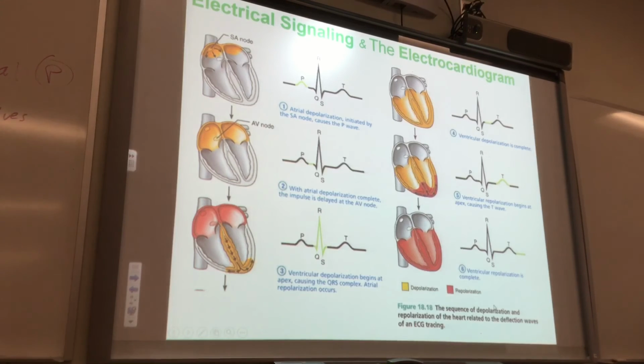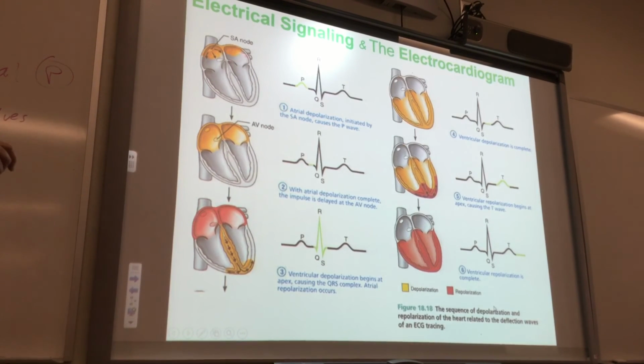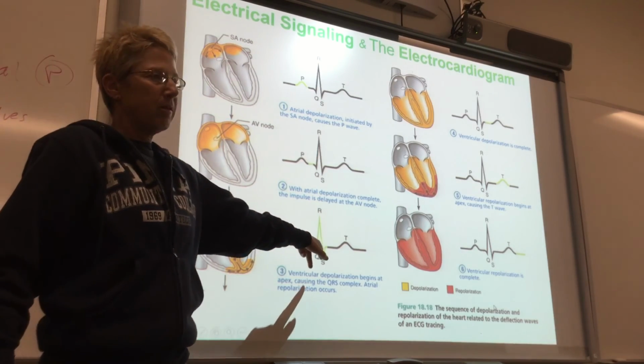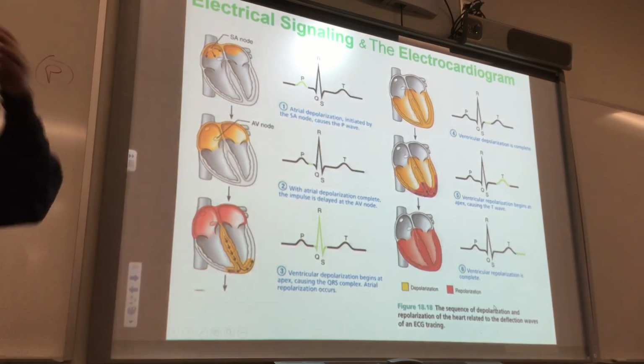And then I put this up. This is from your book. This is kind of cool because it shows step 1. Here's the P wave, atrial depolarization, and it shows how the atria start to depolarize. And then in this segment, the atria are fully depolarized. And then it shows the atria are repolarized during this part of the ECG. But why don't we see the atrial repolarization on the ECG? It's masked by the larger QRS complex.